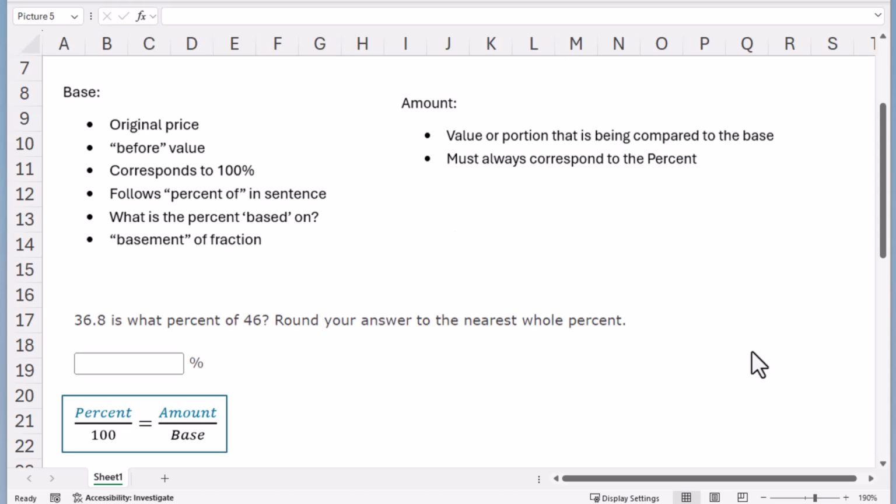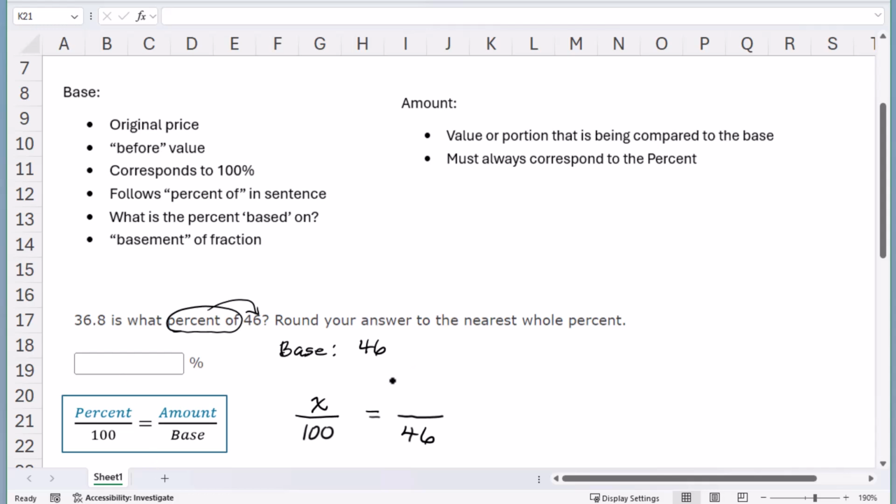36.8 is what percent of 46? So our first task is to figure out what the base is. So here I see percent of, and then the number following that means my base is 46. So in percent over 100, this is always a 100, is amount over base. Base will be 46. Okay, then, do we have the percent? No, that's what we're looking for, is what percent. So X goes in the percent spot. Then the amount has to be filled in, which is the 36.8.